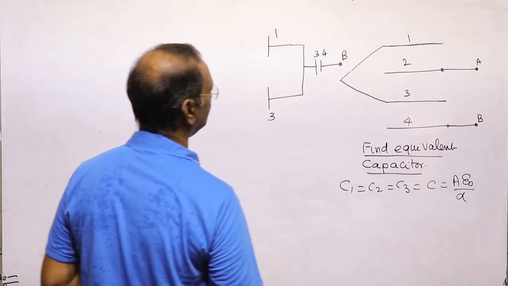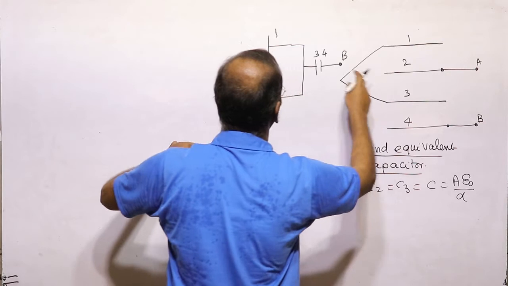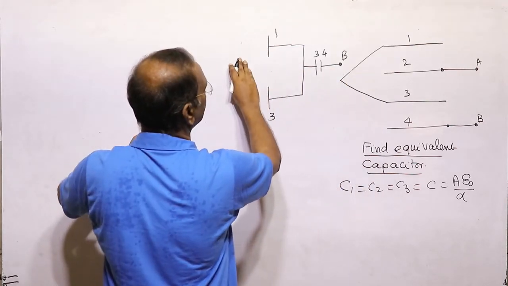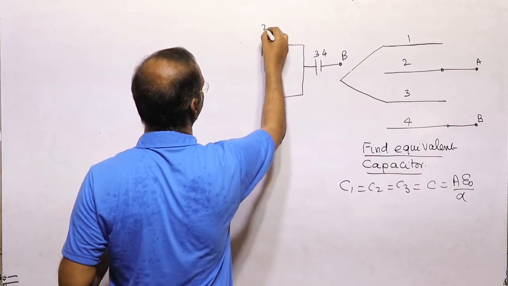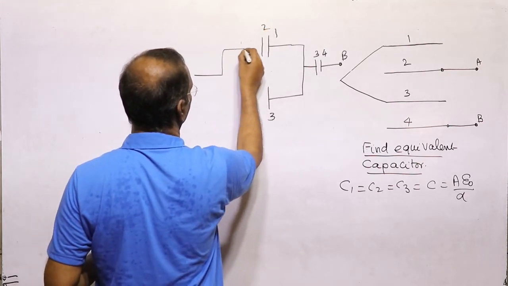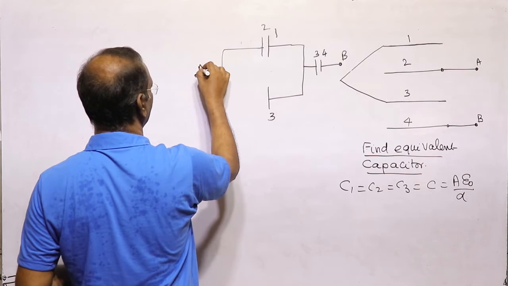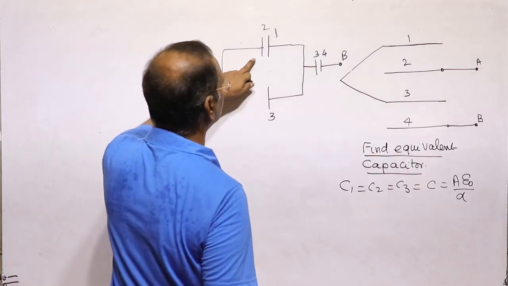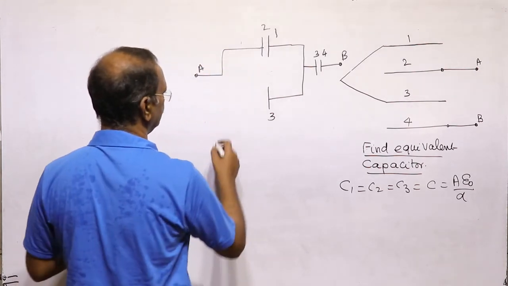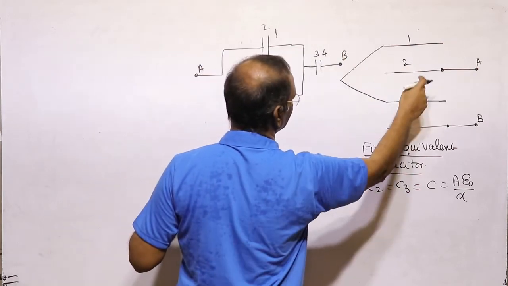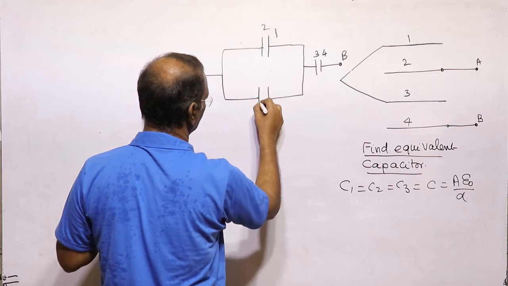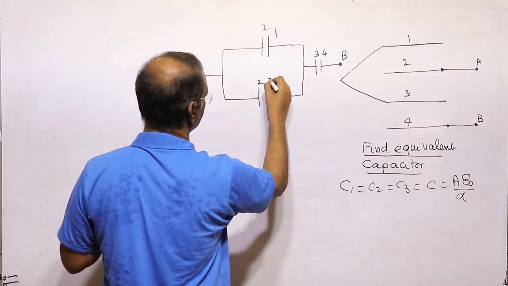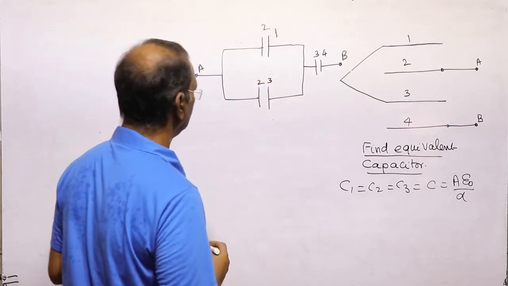And 2 and 3 are connected. 2 is connected to point A. So 2 is connected to point A, and again 2 and 3 form a capacitor. It means from A, 2 is connected. This is 2 and 3. Is it correct? Let us see.